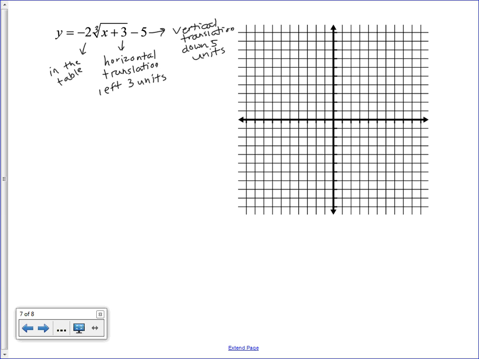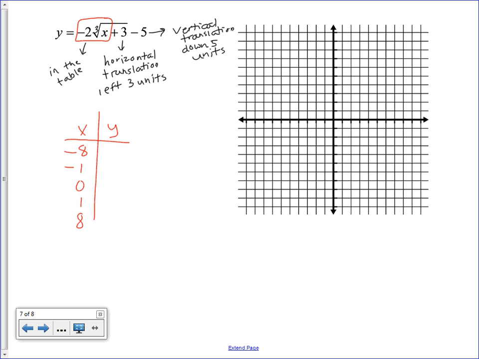And we start by making a table. So we're going to make a table for x and y, choosing our x values. Whoops, that does not have a cube root. Choosing our x values wisely. So we're choosing those numbers that have cube roots. And we're only going to deal with the multiplication and the root on our table.